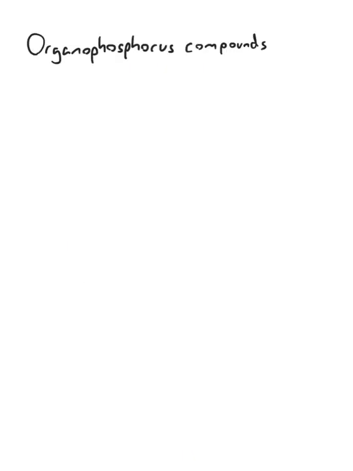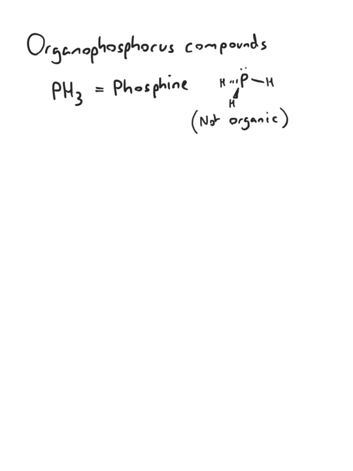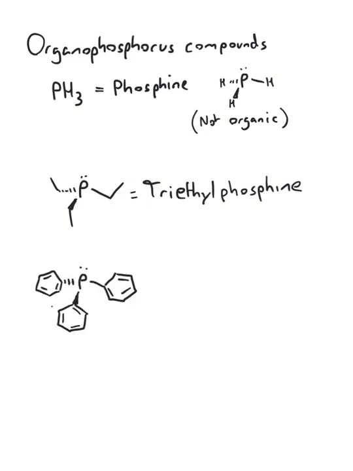Organophosphorus compounds are actually pretty common, but for now, you only need to recognize phosphine, PH₃. There's no carbon in it, so technically this is not an organic compound, but it is the base structure of all phosphorus-centered structures. So for example, this compound here is triethylphosphine. So what do you think this compound is?